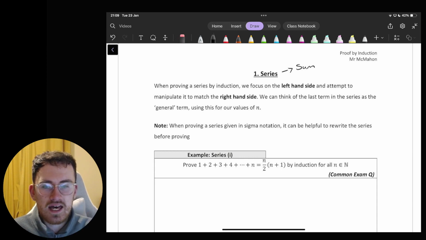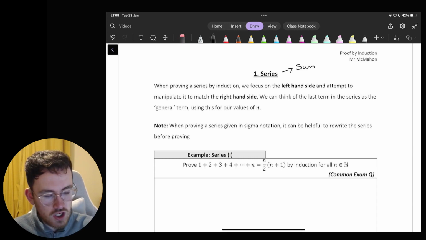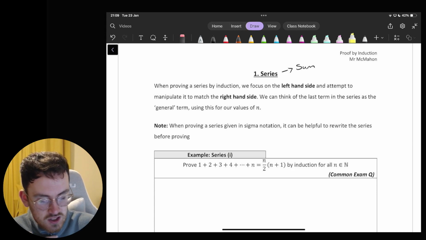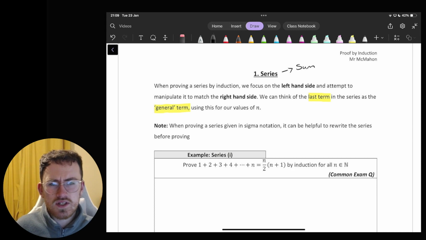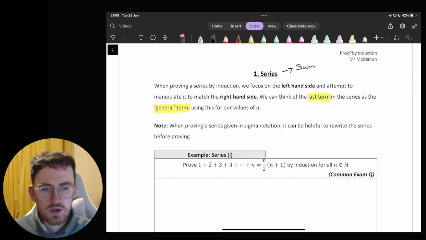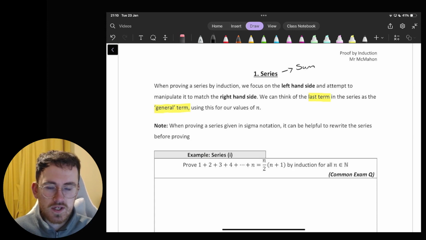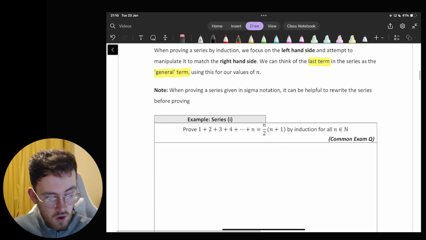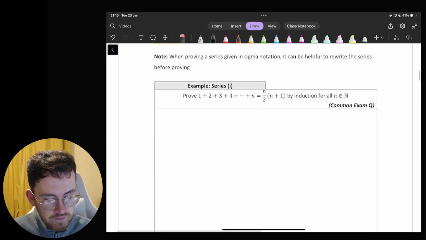Generally, with a series we'll have a general term, and it's usually given as the last term in the series. We can use that to work out what the kth term would be, or what the first term would be, or the third term, or any of those terms. The main thing to remember with a series is that it is a sum of those terms. So yes, we can use that general term to find a specific term, but we need to make sure that we're adding the previous terms on as well.